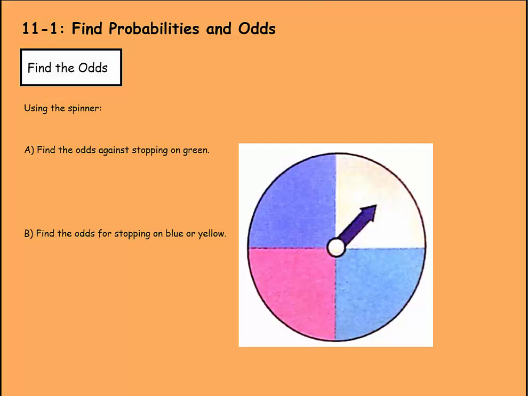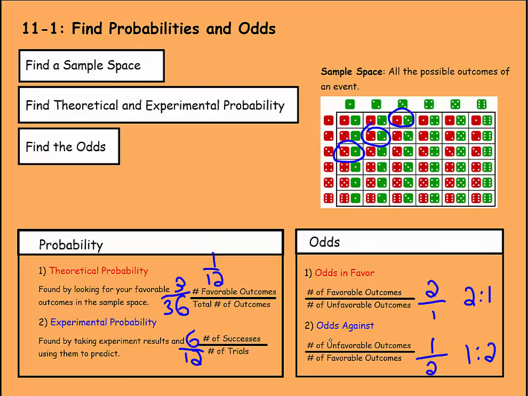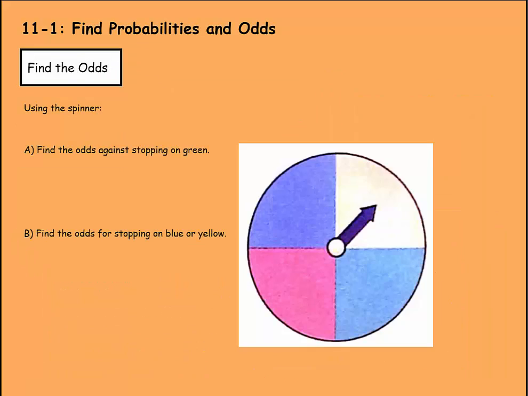Using this spinner, find the odds against stopping on green. So this is actually odds against, where you have unfavorable over favorable. So we'd have 4 total outcomes here. 3 of them would be unfavorable to green. And then only 1 would be favorable to green. And that would leave us with a 3 to 1 odds. If we're finding the odds for stopping on blue or yellow, we're looking for favorable on top, unfavorable on the bottom. Blue or yellow would be 2. The other 2 would be 2 total against, making that a 1 to 1 ratio, which could also be written like this.